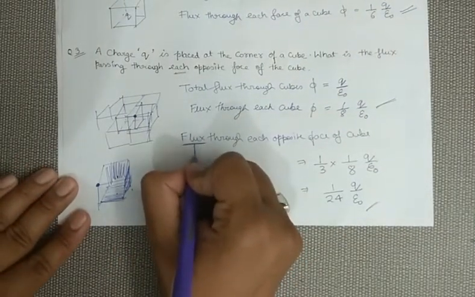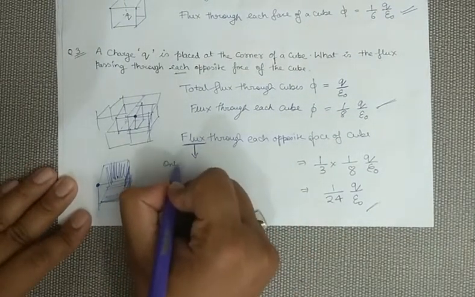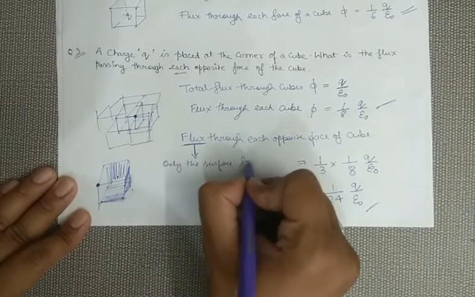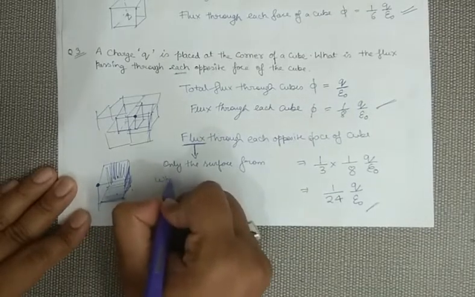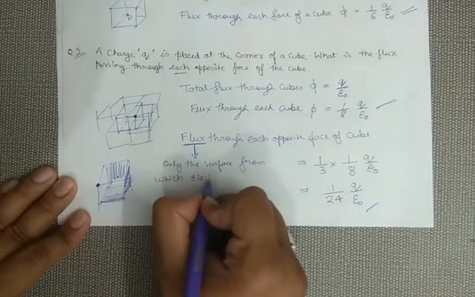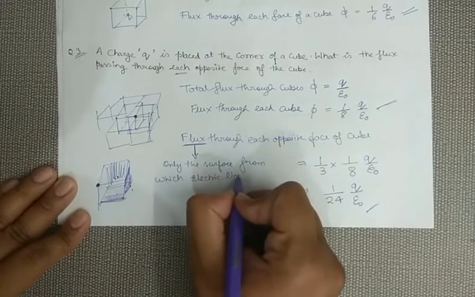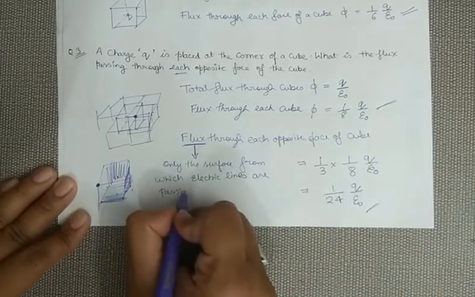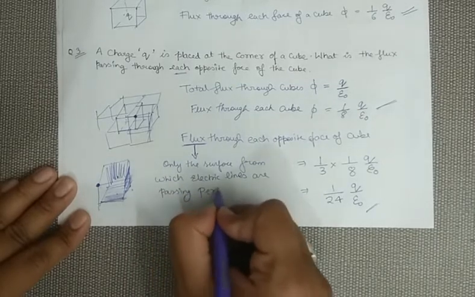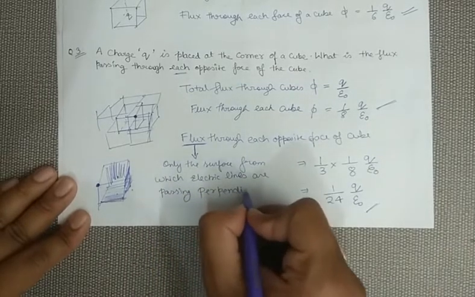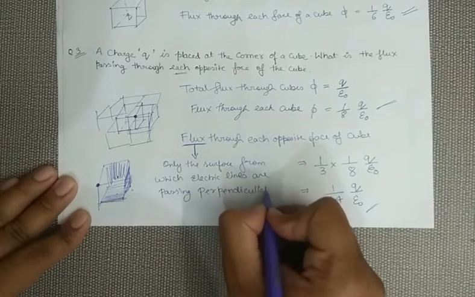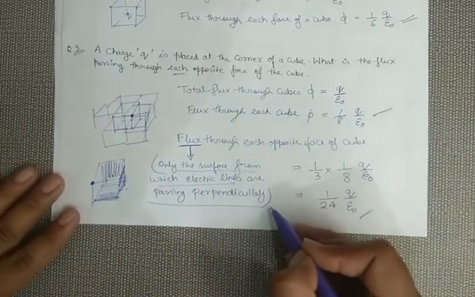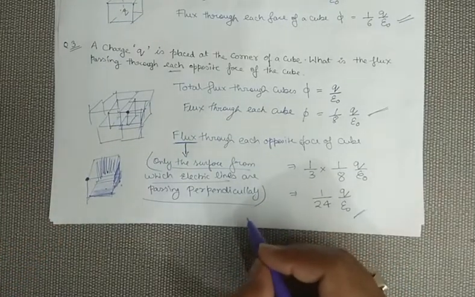Always remember, we take the flux only for the surfaces from which electric field lines are passing perpendicularly. You just remember this thing. It will be very much helpful for us. So we take only those surfaces from which electric field lines are passing perpendicularly.